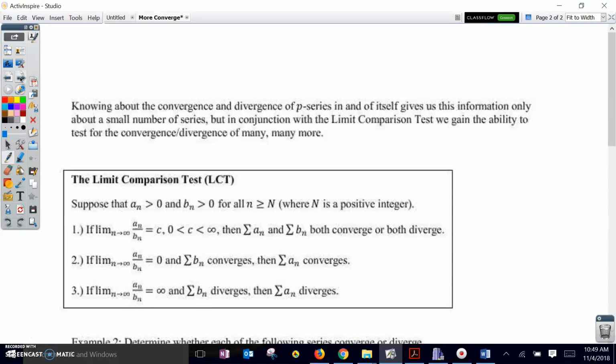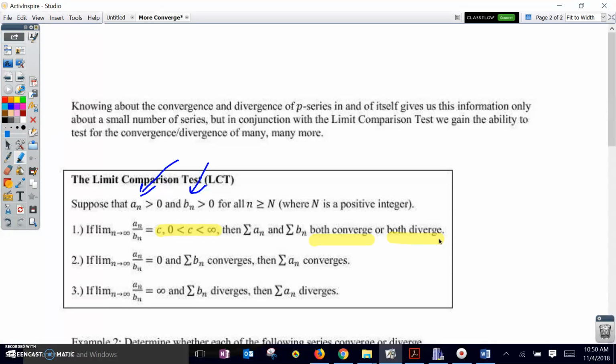Alright, next, the limit comparison test. If we have two non-negative functions, two positive functions, determining our series, we can take the limit of those two, and if it is a finite non-zero value, c, then they both either converge or they both diverge. So what we would do is compare the series we're interested in to a series that we already know whether it converges or diverges, and then they will share convergence-divergence behavior.